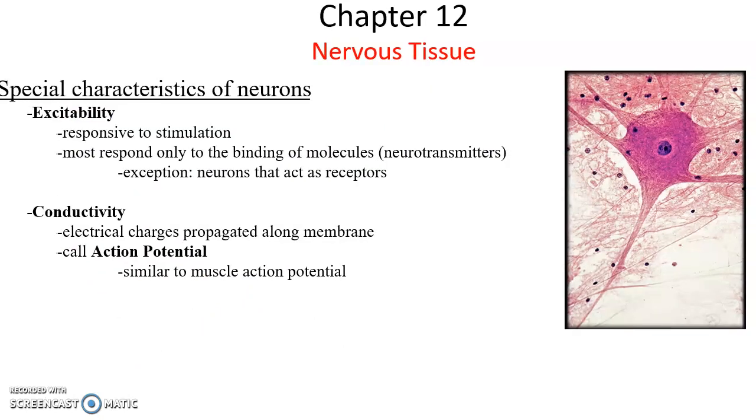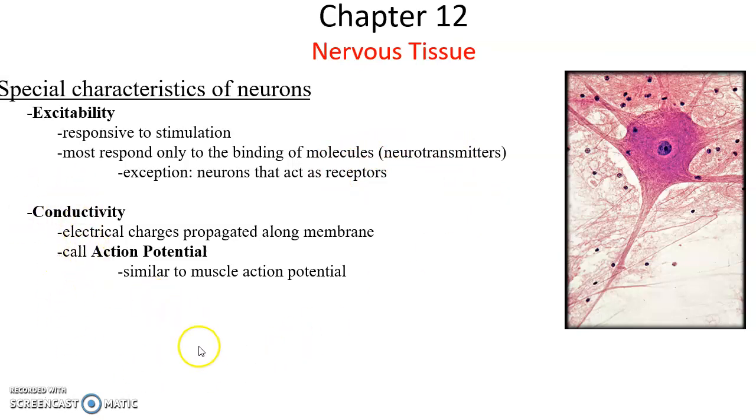So, special characteristics of the neurons. Well, excitability, as we already mentioned: they will respond to a stimulus, which is usually the binding of molecules to specialized receptors, and that will cause them to generate a slight charge. So they respond to stimulation, basically neurotransmitters binding to receptors. That's going to potentially generate a charge.